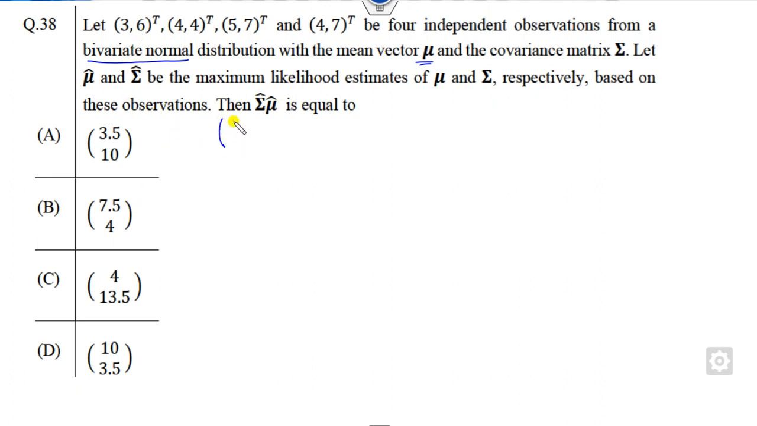So let me write this. The initial vectors given to you are (3, 6), (4, 4), (5, 7) and (4, 7).